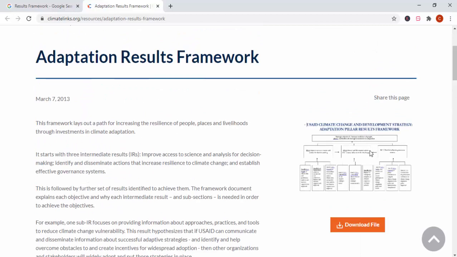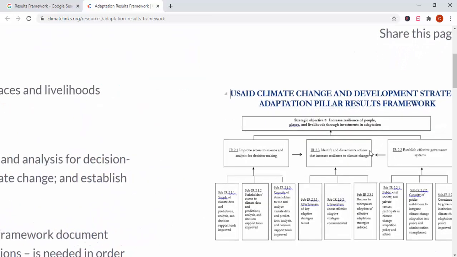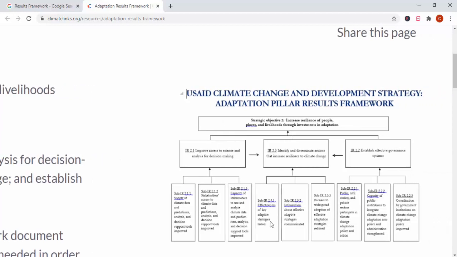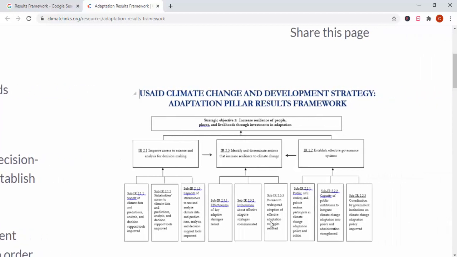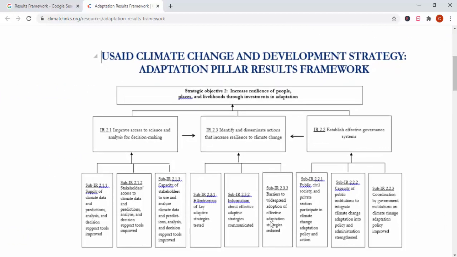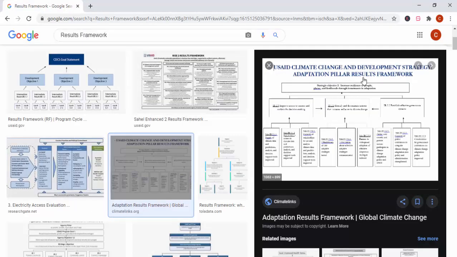Okay, so the results framework is here. Let me try to increase it. Okay, I'm sure you can see it. So this is another example of a results framework, and they follow the same format, except that in this particular case, of course, they have the sub-intermediate results feeding into the intermediate results. Then you have the strategic objective. Then now this strategic objective will ultimately feed to the goal or impact. Okay, wonderful.